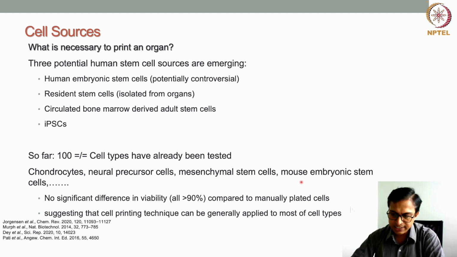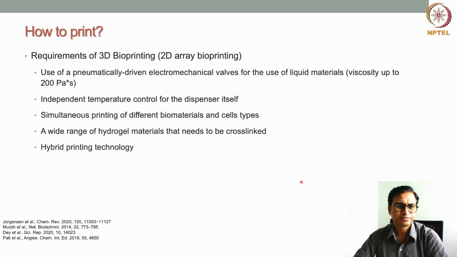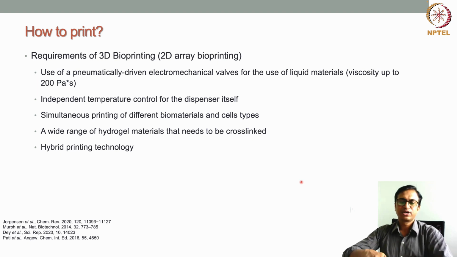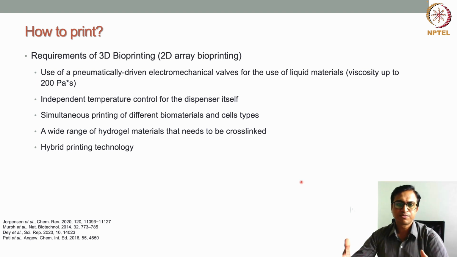So what are the different cell types present? Most of the cell types can be used. Bioprinting can be used for different cell types without compromising cell viability. And if you look at how to bioprint, there are requirements. In 3D bioprinting, basically it is a 2D array bioprinting. We have discussed this before: because it is a layer by layer manufacturing technique, we put the cells in one layer, then layers are printed successively, and then we build up the structure. So there are various requirements in this domain.